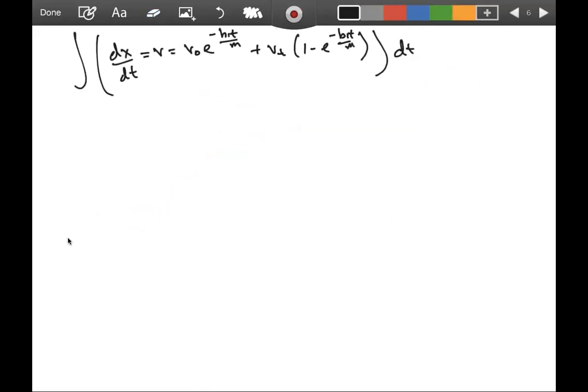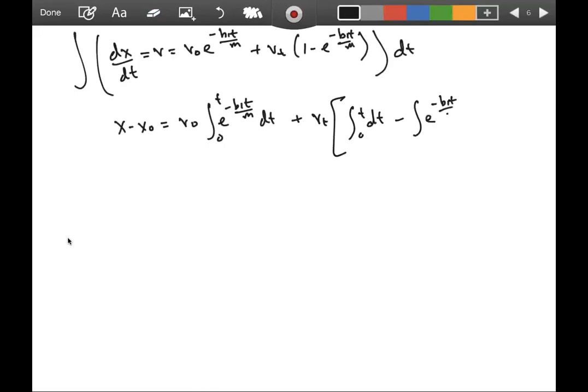multiply both sides by dt, and then integrate. My left-hand side is going to become x minus x initial, which is equal to, I'm going to split this up into three different integrals. So I get a v0 integral of e to the minus b1 t over m from 0 to t dt, plus vt times the integral from 0 to t of dt, minus vt times the integral of e to the minus b1 t over m dt from 0 to t. So let's plug those in.